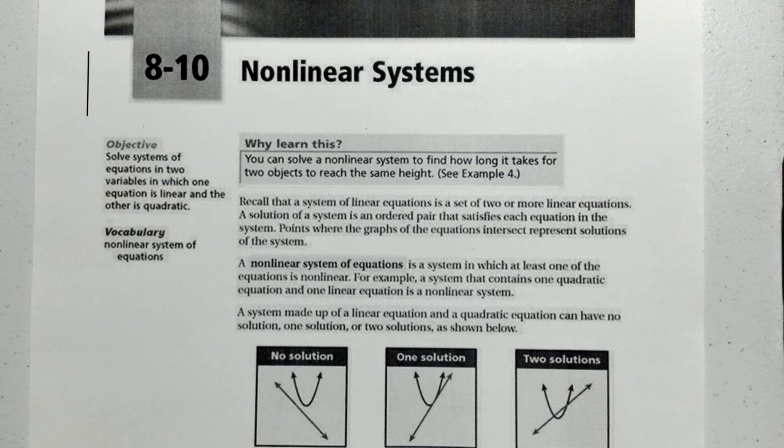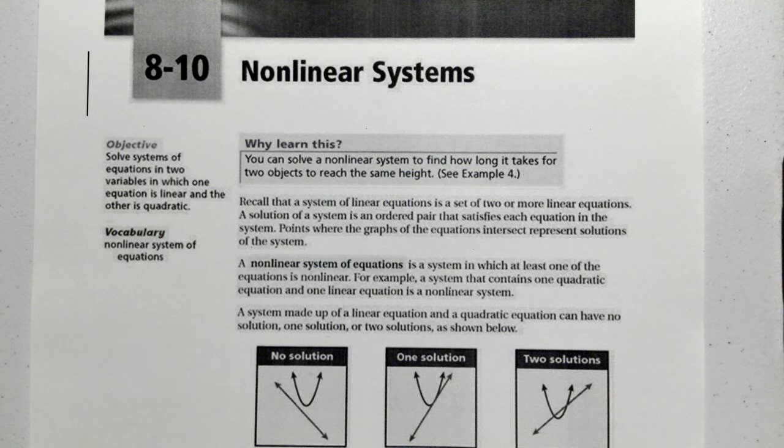Recall that a system of linear equations is a set of two or more linear equations. A solution of a system is an ordered pair that satisfies each equation in the system. Points where the graphs of the equations intersect represent solutions of the system. A nonlinear system of equations is a system in which at least one of the equations is nonlinear. For example, a system that contains one quadratic equation and one linear equation is a nonlinear system.